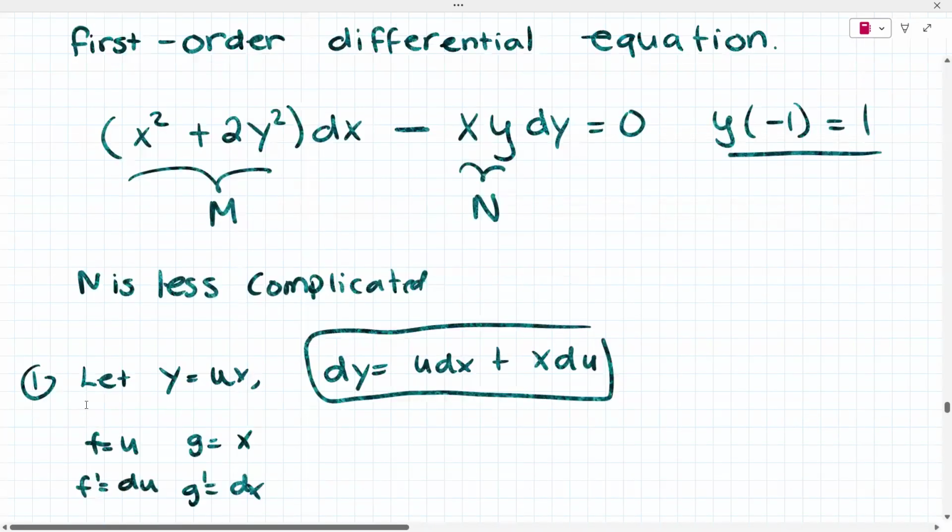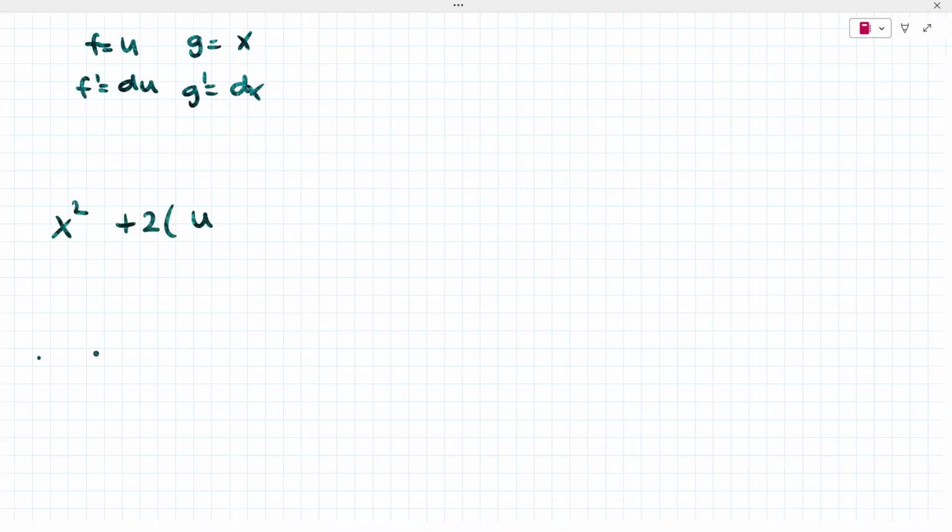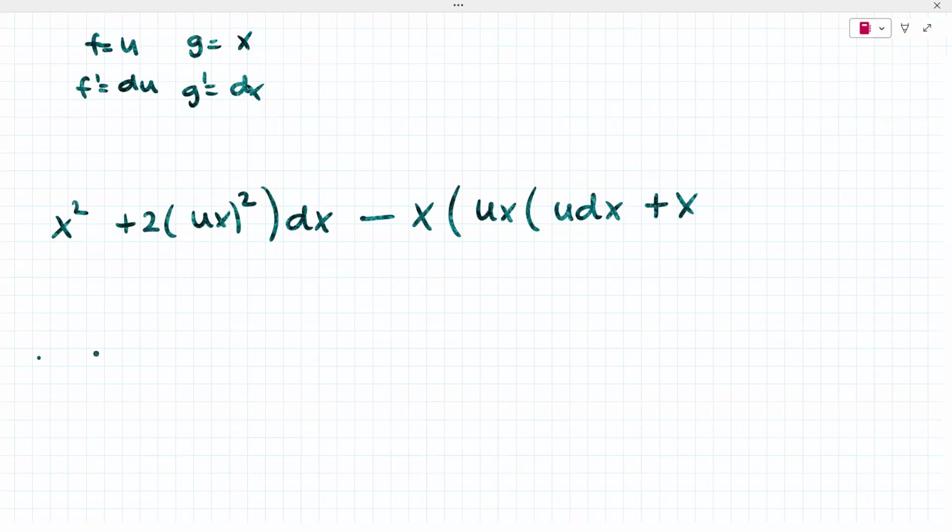So what you're going to do is now substitute. You're going to substitute dy with u dx plus x du, and then you're going to substitute y with ux. That's it. So when you do that, you should get x squared plus 2 times ux squared of dx minus x times ux times u dx plus x du equals 0.